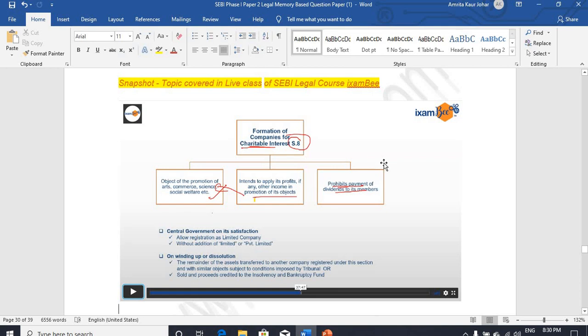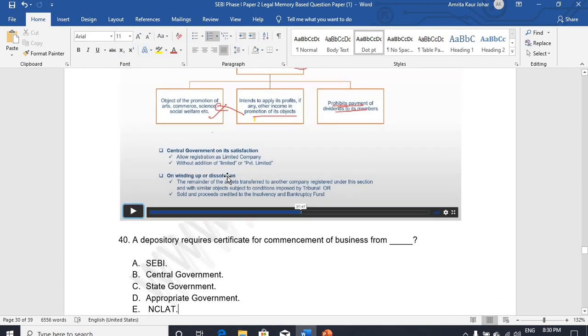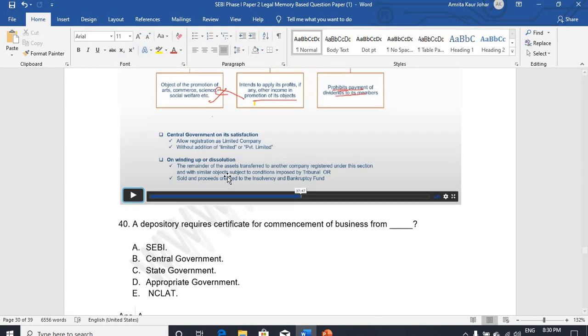This topic was also covered in the live class at ixamBee, as you can see. Very well covered in flowchart format, very easy to understand and retain in mind also. अगर इस तरीके से आपका coverage होता है तो एग्जाम्स में जब ऐसे questions आते हैं, it gets very easy for the students to answer.